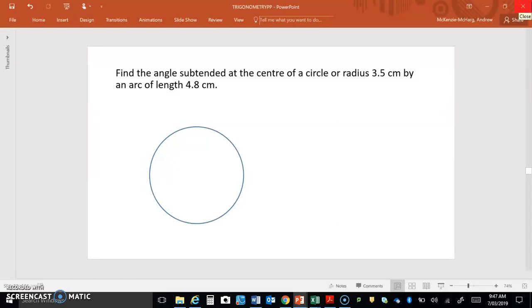So general math students, in this video we're going to continue using the arc length formula, but we need to transpose this time, or rearrange that formula. Now this question does come up reasonably often in exams, so it's worthwhile paying attention and mastering these ones.